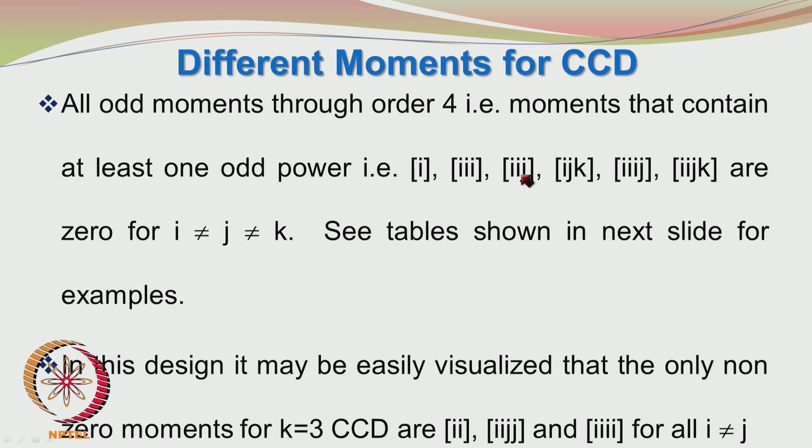So, there is at least one odd power corresponding to the power of j, and then I j k, and this is all completely odd moments because I is different from j and j is different from k, and I cube j and I squared j k are 0 for I not equal to j not equal to k. So, the tables are shown in the next slide as examples.